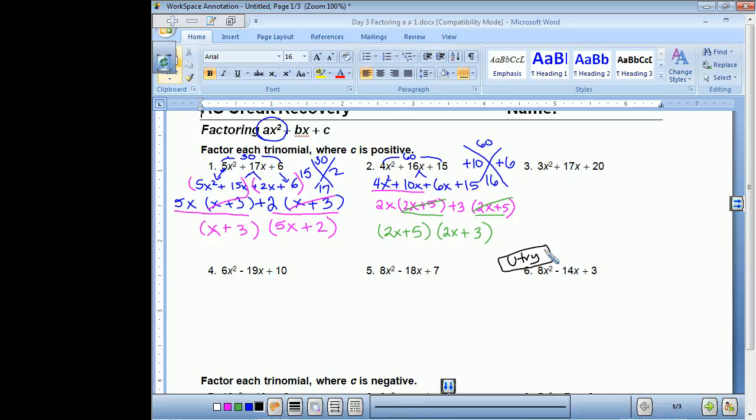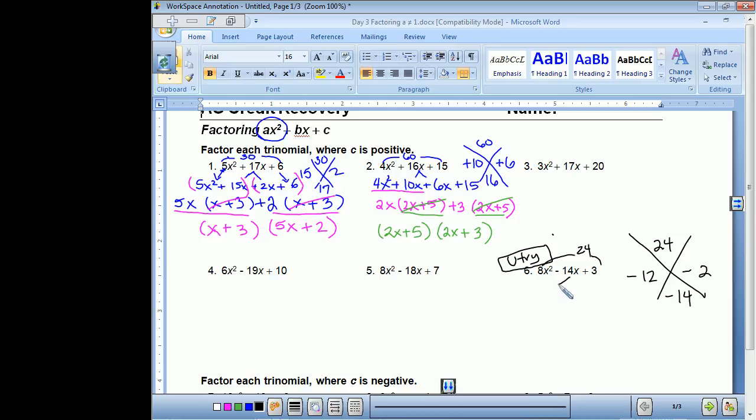Okay, let's try this one. So, we're going to do the 8 times the 3 is 24. So you're multiplying to get a positive 24, but you're adding to get a negative 14. So that is negative 12 and negative 2.